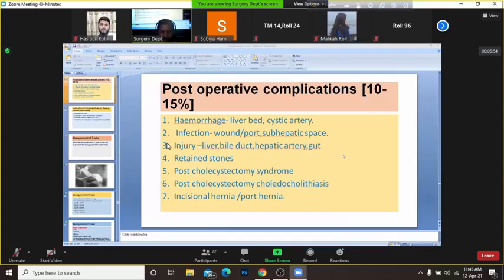So this is post cholecystectomy choledocholithiasis, sometimes incisional hernia or port hernia. So after cholecystectomy, these are the common complications: hemorrhage, infection, injury to the bile duct, hepatic artery, intestine. Sometimes there may be retained stone, post cholecystectomy syndrome, post cholecystectomy choledocholithiasis, and incisional hernia, including port hernia.